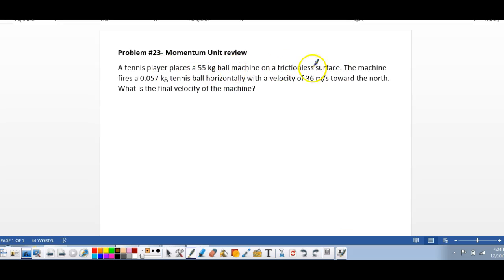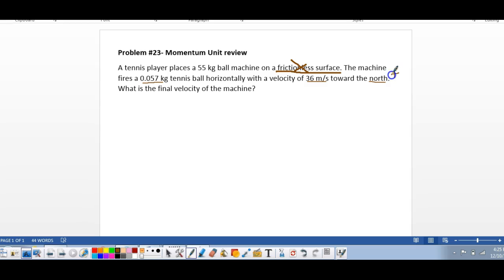It's on a frictionless surface, so that's telling you you don't have to worry about friction. Don't have to calculate the force of friction or coefficient of friction or any of that. You just really have to worry about momentum. That's really what that's telling you. So it says the machine fires this mass of the tennis ball, and this is the speed of the tennis ball, and this is the direction north. And we'll probably make that positive.